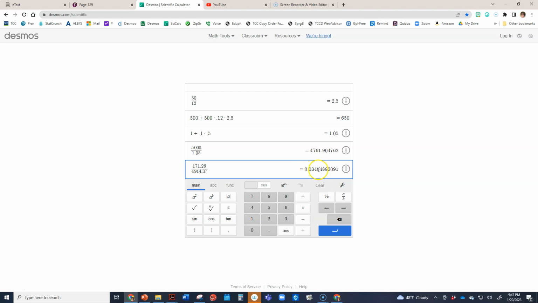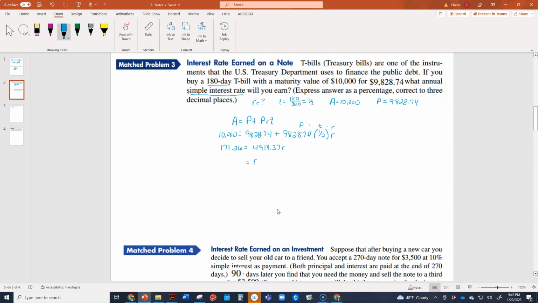So 1, 2, 3, 4, 5. I look at the 6th number right here. The 6th number is 8. And since that 6th number is an 8, I'm going to round that 4 up to a 5. So I'm going to write down those numbers right there, except I'm going to change that 4 to a 5. So 0, 3, 4, 8, 5. So I'm going to write down 0.03485, and then move that decimal 2 places. That's 3.485%. That's my interest rate.